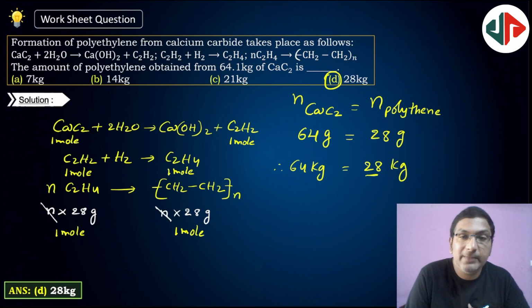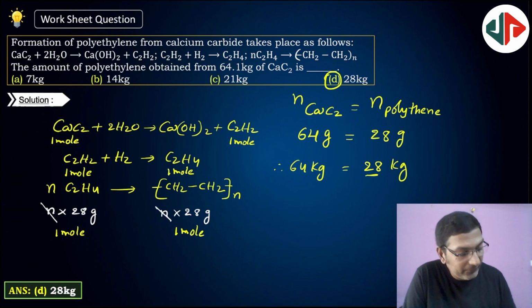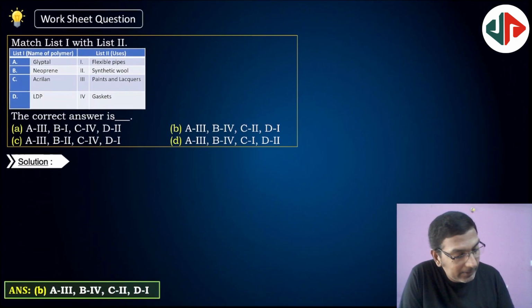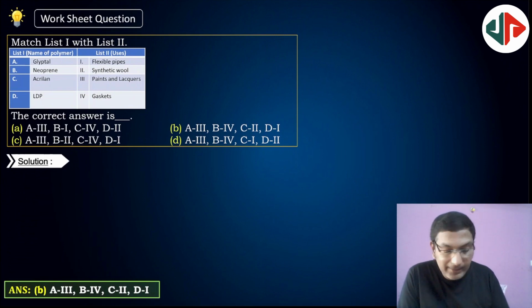Number of moles of CaC2 equals number of moles of polyethylene. Ethylene molecular weight 28. 64 grams will give 28 grams. Therefore 64 kg will give 28 kg. Next. So this is also matching.